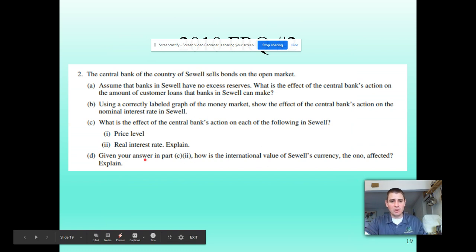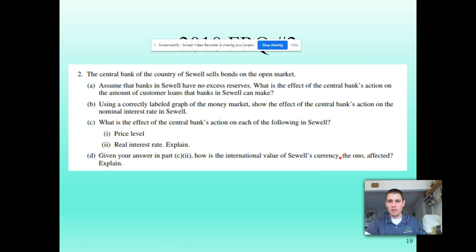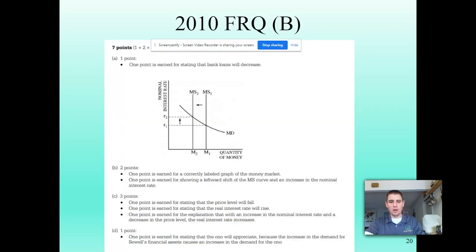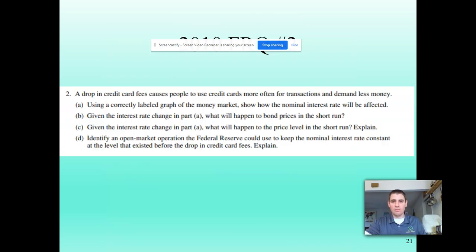And just given your answer in part C, how is the international value of Sewell's currency, the ONO, affected? You don't need to know this, but if price level has decreased, does their currency become more valued? 1 point is earned for stating that the ONO will appreciate because the increase in demand for Sewell's financial assets causes an increase in the demand for the ONO. You don't need to know that, but I can explain it to you if you'd like.